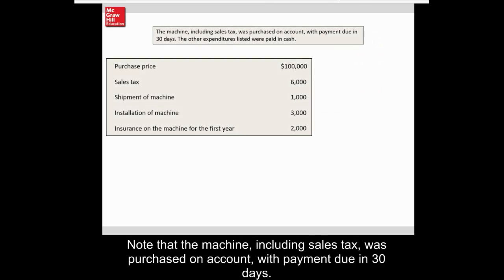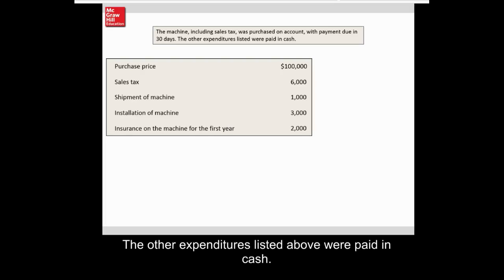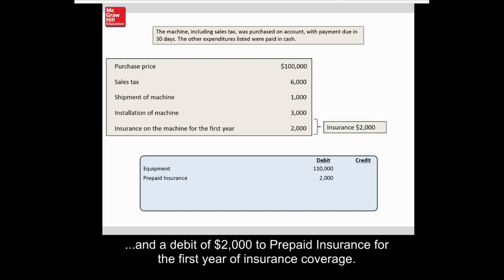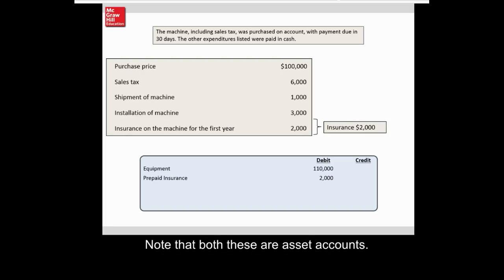Note that the machine, including sales tax, was purchased on account, with payment due in 30 days. The other expenditures listed above were paid in cash. We record the purchase of equipment with a debit of $110,000 to equipment and a debit of $2,000 to prepaid insurance for the first year of insurance coverage. Note that both these are asset accounts.